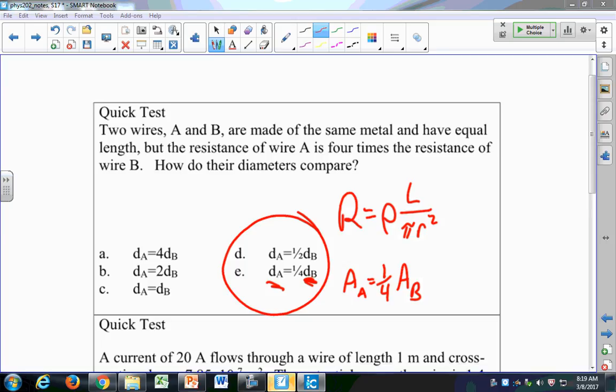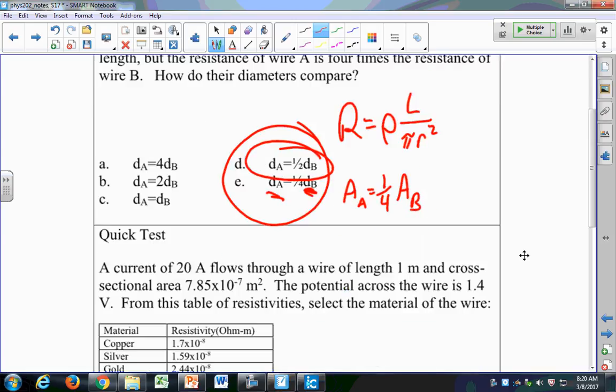But notice that we're looking at the diameter. And so the diameter isn't proportional to the area. The diameter squared is proportional to the area. So if I halve my diameter, I quarter my area. So that's where you were messing up. But that's good that you put either D or E, that you recognize that wire A has to be smaller than wire B. We'll see that question come up again in some different ways later.